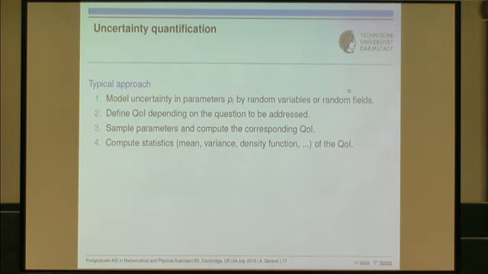Okay, right, that much maybe for sensitivity analysis. And now we want to go to uncertainty quantification. What we do there, the typical approach, is we model the uncertainty in parameters pi by random variables or random fields. And this now comes to spatially dependent parameters. So you have some data, and you can represent them by this.